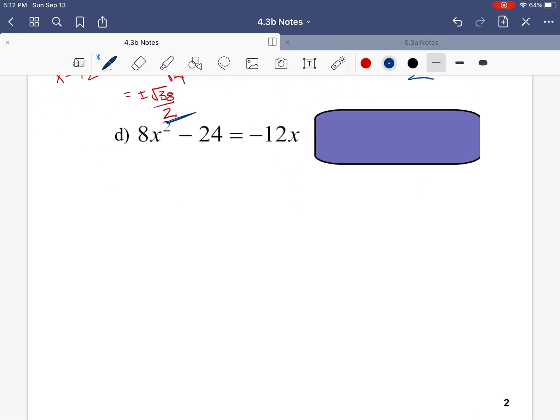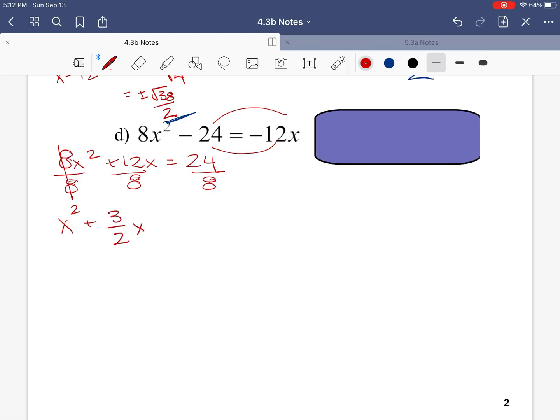I think last example. Same steps. 8x squared plus 12x is equal to 24. Just added 24, added 12x. Divide every single term by 8. So that reduces to 1. X squared plus, well, 4 goes into both of those, 3 over 2x, I'm going to put my blank in, equals 3.